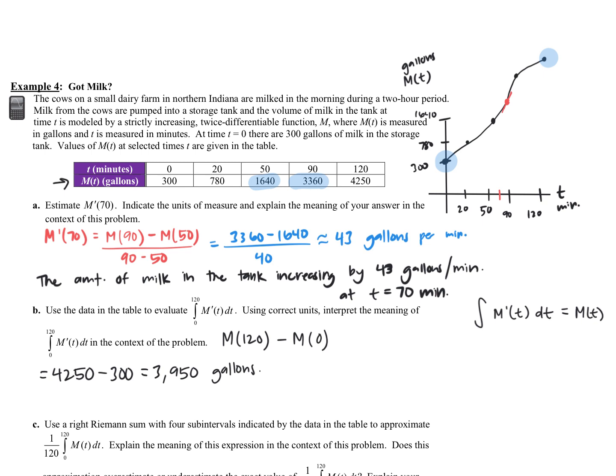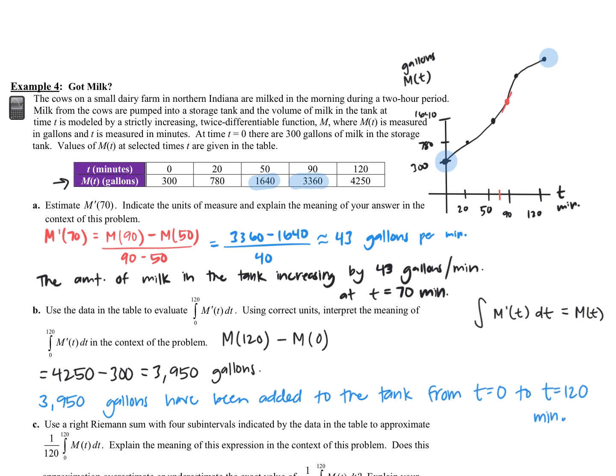You can write it a few different ways, but I'm just going to write it like this. 3,950 gallons have been added to the tank. Again, we have to specify what time to what time. So from time t equals 0 to time t equals 120 minutes.